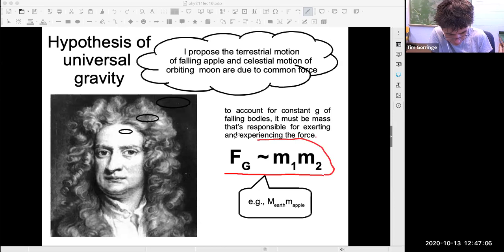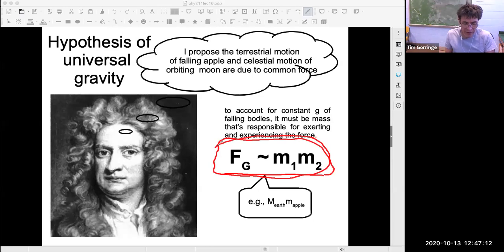This is simply a statement of his idea that, to explain the facts, the gravitational force must be due to mass. And the force between two bodies must be proportional to the product of the two masses of those two bodies. So here I imagine body number one and body number two. And so the force is proportional to m1 times m2. For the case of the apple falling towards the earth, m1 and m2 are the mass of the earth and the mass of the apple. In the case of the moon circling around the earth, m1 and m2 would be the mass of the earth and the mass of the moon.